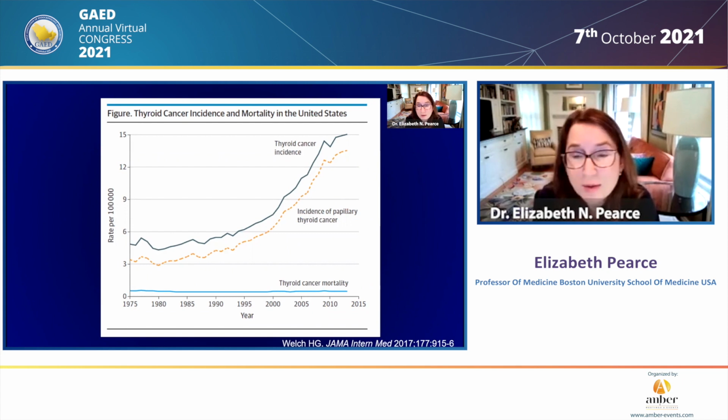These are US data, but these have been replicated in many other parts of the world. And what we've seen over past decades is a huge increase in the incidence of thyroid cancer, mostly papillary cancer, without a concomitant huge increase in thyroid cancer mortality. So that mortality may be increasing, but it has increased much more slowly. And this suggests that we are probably diagnosing and treating patients who don't really need diagnosis and treatment because they weren't going to go on to die of their thyroid cancers.